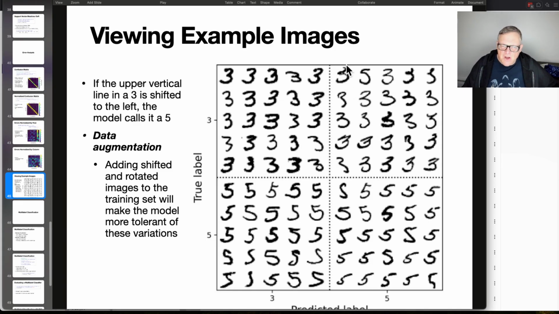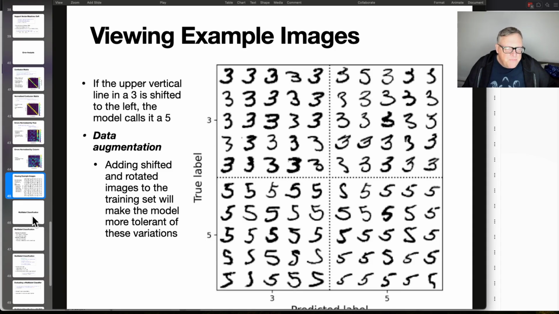So you can understand for this one, the 3 is so badly written that the upper line is shifted to the left, so this looks more like a 5. Quite a few of these 3s really look a bit like 5s. You can see why. Now, I'm not sure I can see why these 5s look like 3s, but anyway, you can look at that to try to understand why it's making these errors. It's going to be difficult because the machine learning model does not really do this the same way humans do it.